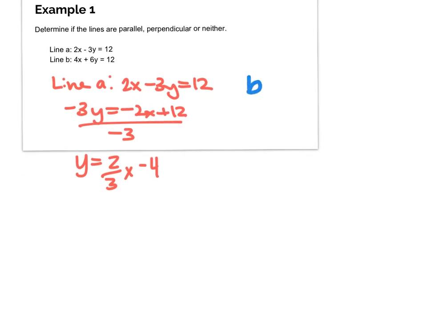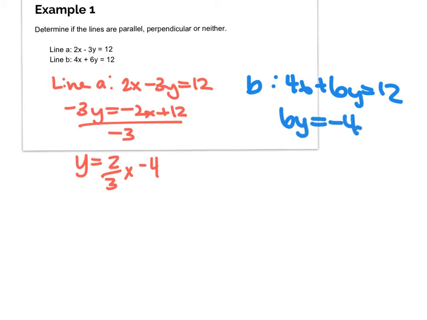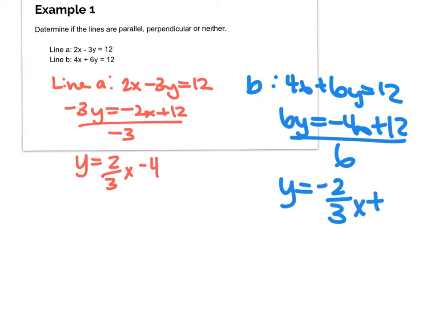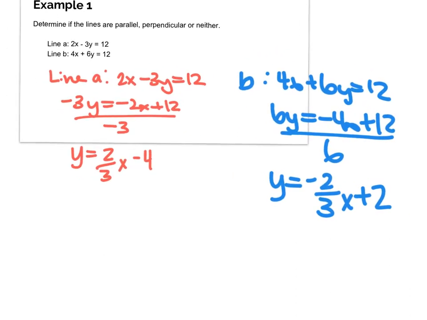Line B is 4x plus 6y equals 12. And so I would do the same process, subtract 4x from both sides. I apologize, it's a little messy. And we get negative 2/3 x plus 2. So here we have our equations of the line.